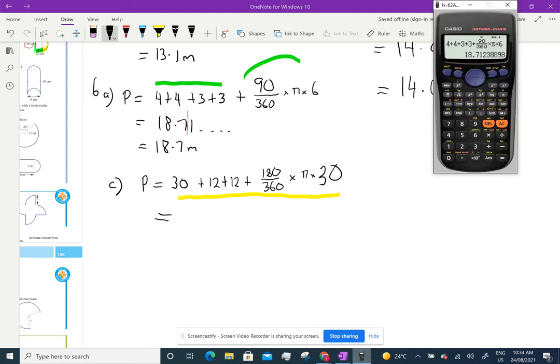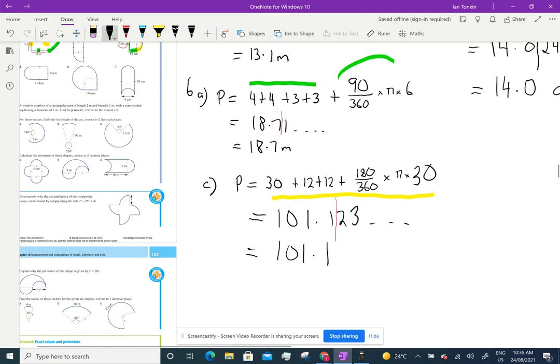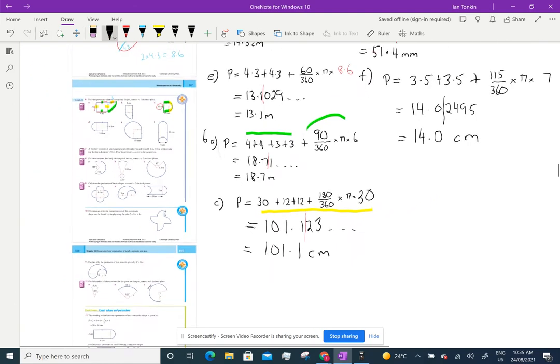So here we go. What do we got? Go back, use my back button, and I'll just get rid of all those. What have I got? I've got 30 plus 12 plus 12 plus, how much of a circle? 180. You could write a half times pi times 30. 101.123, dot dot dot. One decimal place. 101 point, is the number behind there 5 or more? No, leave it alone. What units are we in? Centimetres. Right.